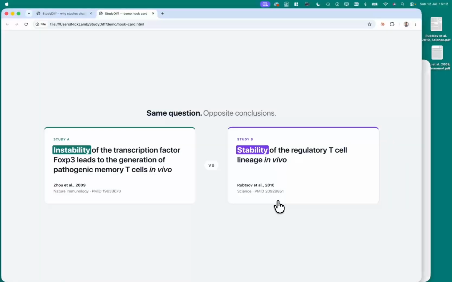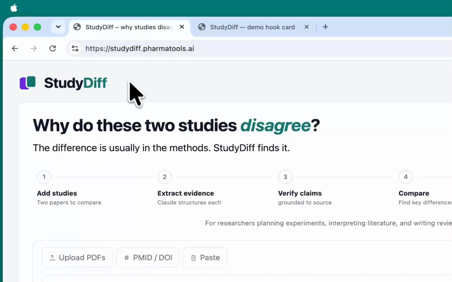Before you spend months in the lab, you need to answer one question. Why do these studies disagree? That's what StudyDiff does.